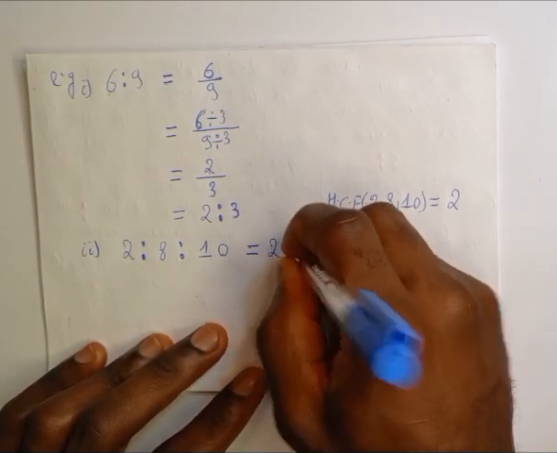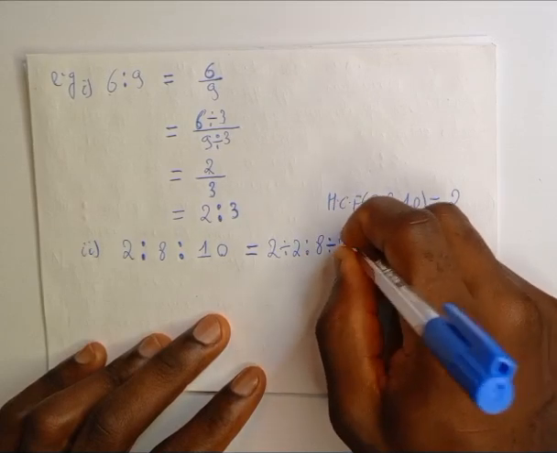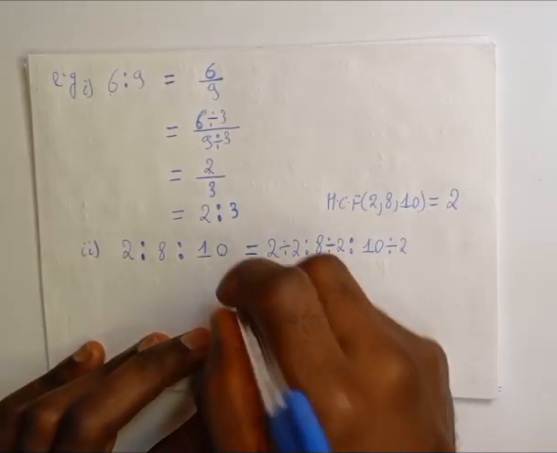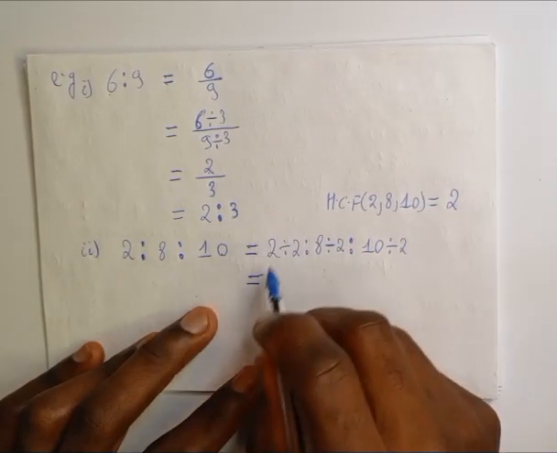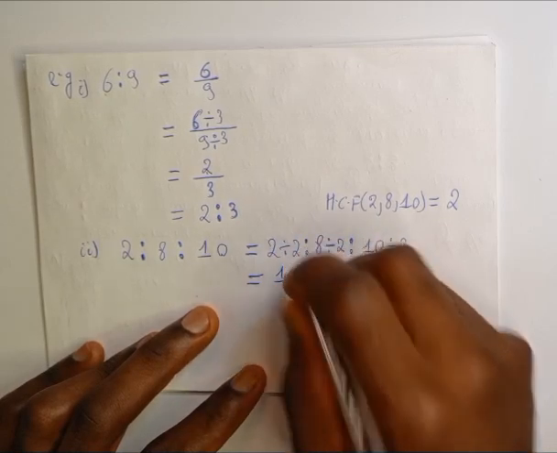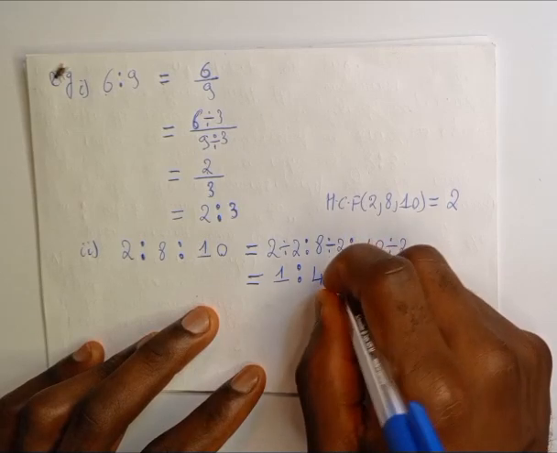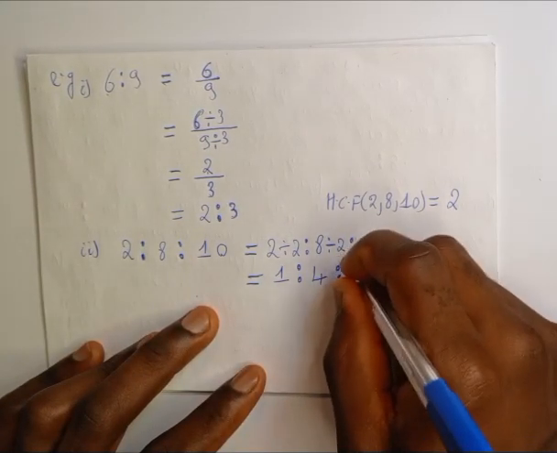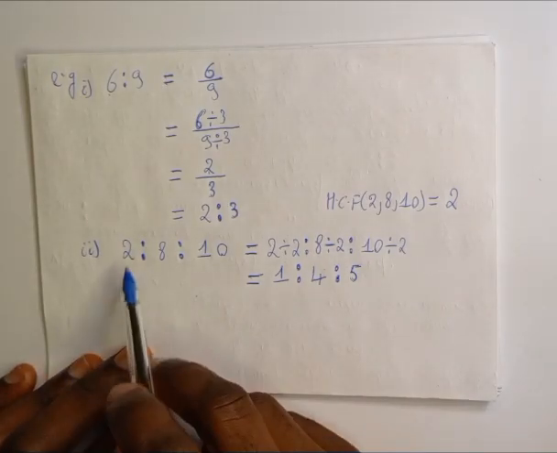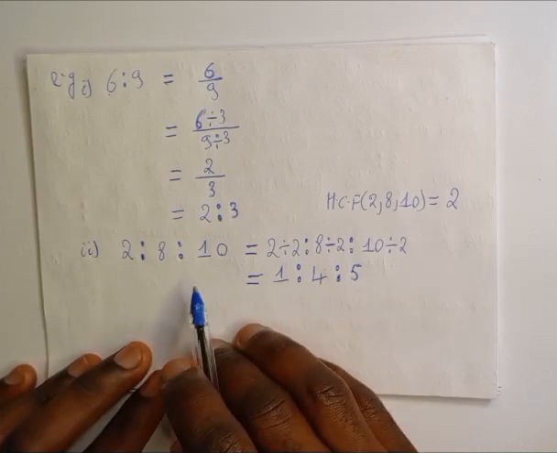2 divided by 2, 8 divided by 2, 10 divided by 2, like this. This will simply be equal to 2 divided by 2 gives us 1, is to 8 divided by 2 gives us 4, is to 10 divided by 2, which gives us 5. In the simplest form, the ratio 2:8:10 is simply equal to 1:4:5.